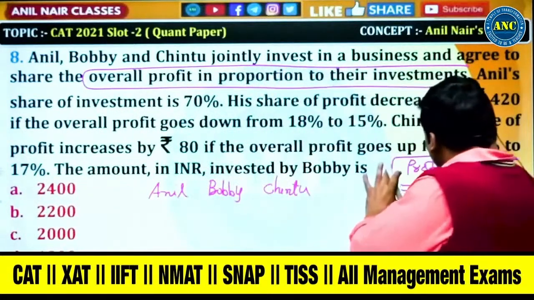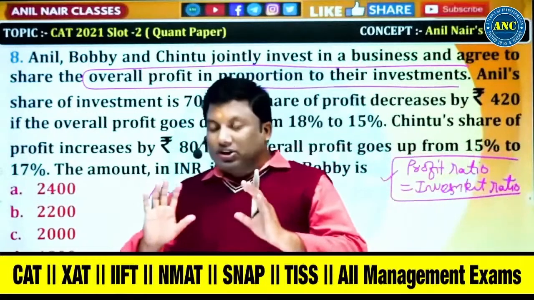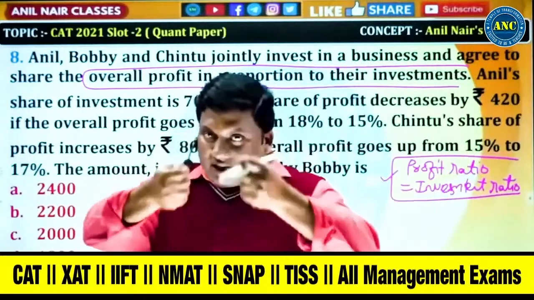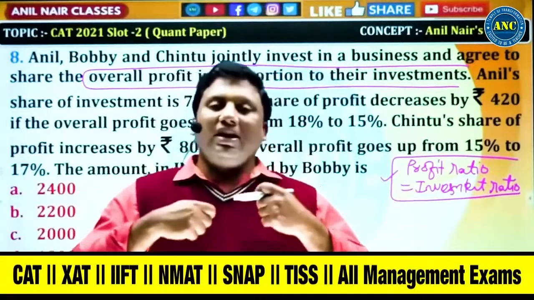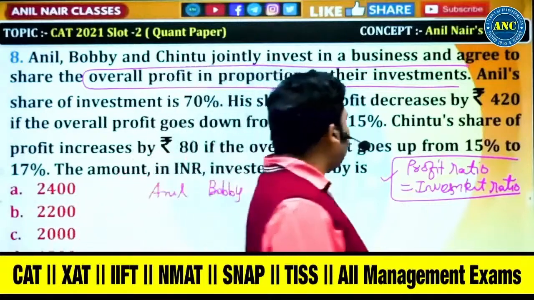So profit ratio is equivalent to investment ratio. That means the one who invested more will get more profit, and the one who invested less will get less profit. That first statement is clear to me.